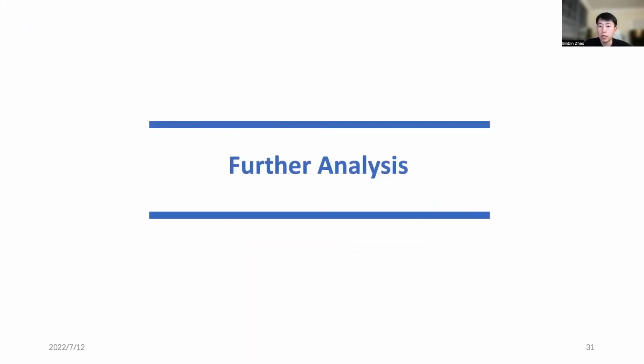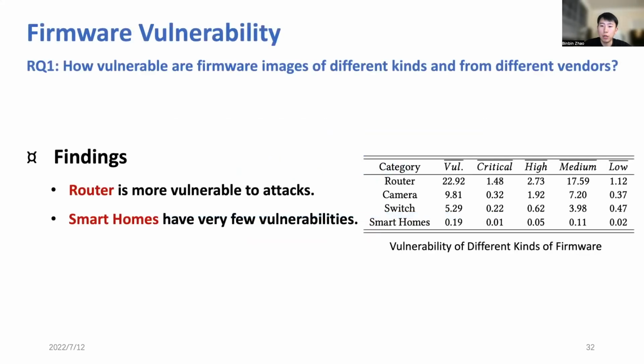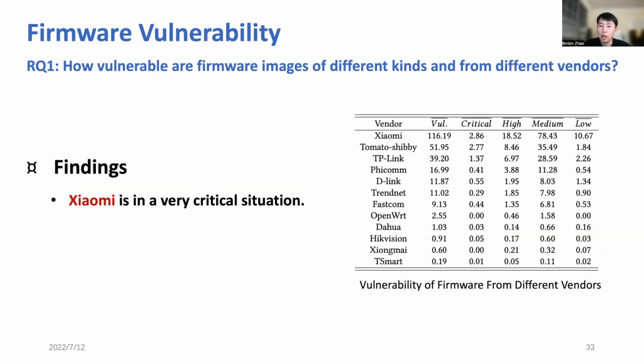We also conduct further analysis to explore 4 research questions. First, we want to know how vulnerable firmware images of different kinds and from different vendors are. We first find the router is more vulnerable to attacks. Smart homes have very few vulnerabilities in each firmware image. Xiaomi has the most vulnerabilities, which makes Xiaomi more vulnerable to attacks.